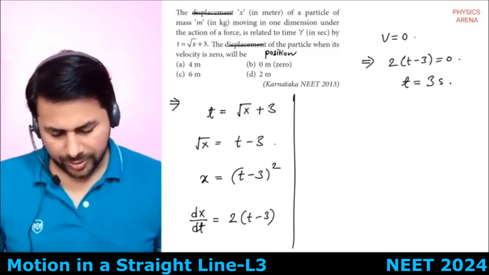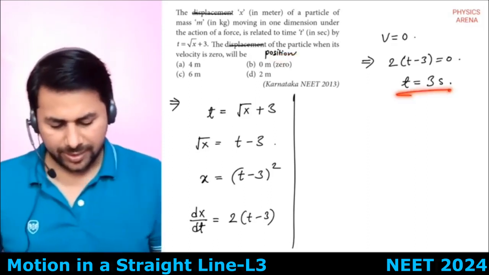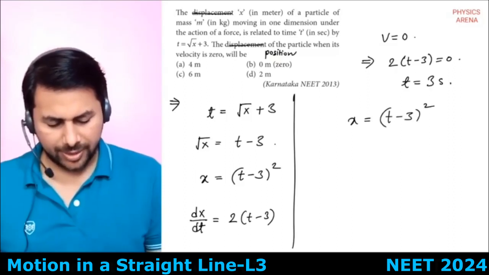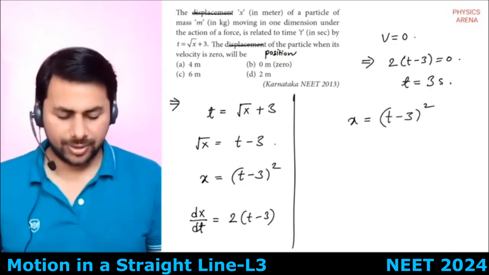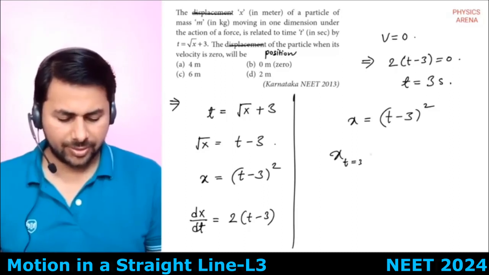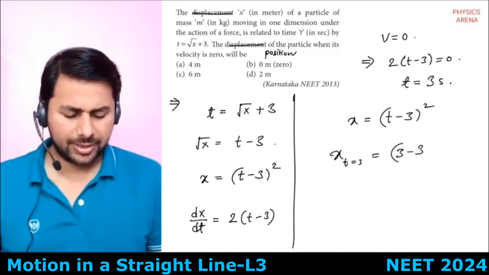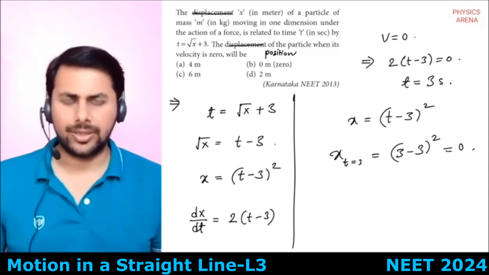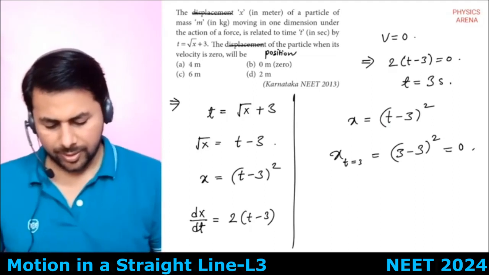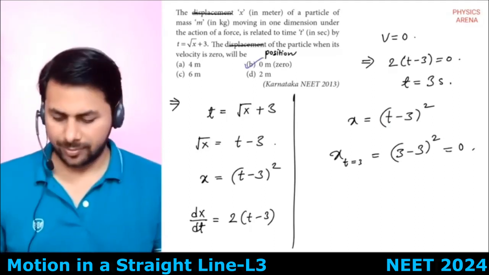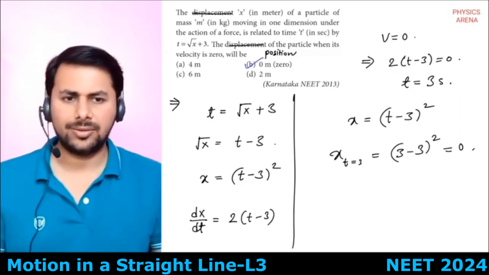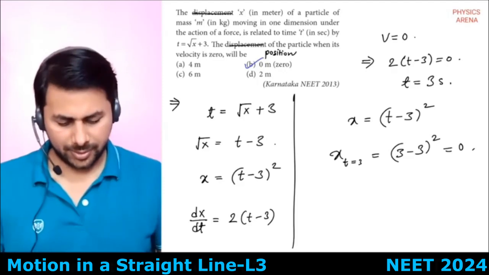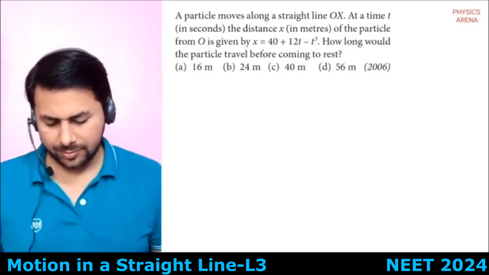So what is the question? What is the position at this time? So we have x equal to (t minus 3) square. So what is position at t equals 3? So x at t equals 3 is equal to (3 minus 3) square, that is 0, right? So t is equal to 3. Okay, so answer is 0 meters. This is clear? Yes, sir. Okay, next question.